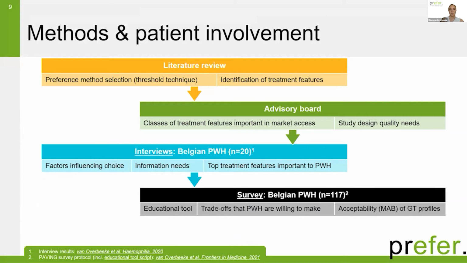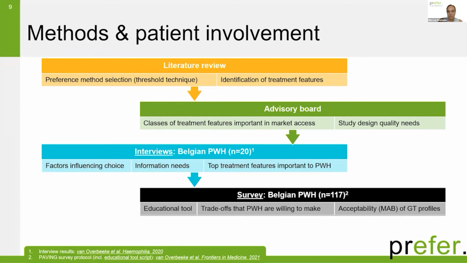Now regarding our methods and where we then involved patients exactly. So we started with a literature review where we had a look at what preference method we could use in this study, what method would work best here. And in the end, this was the threshold technique. We also identified treatment features that could be important in this context based on clinical trials with gene therapies, but also past hemophilia patient preference studies.